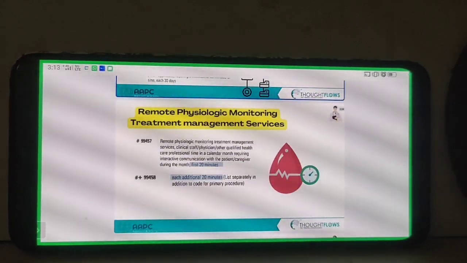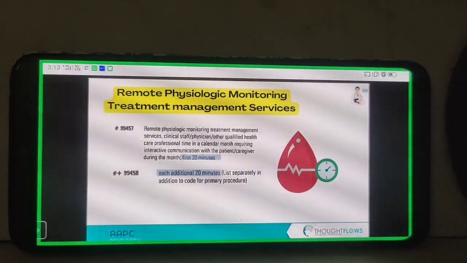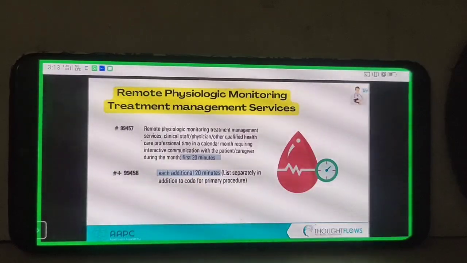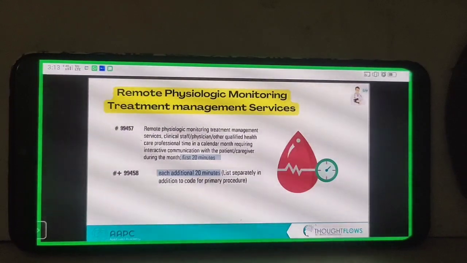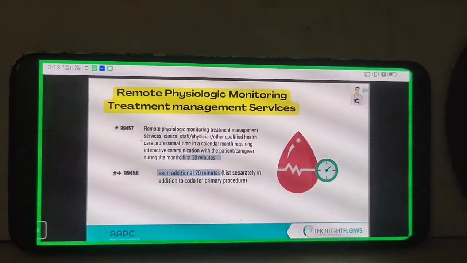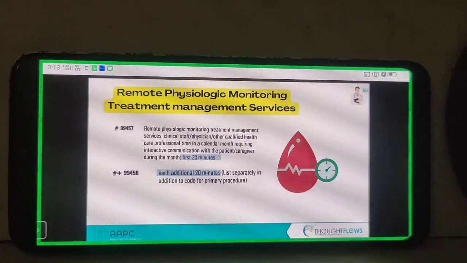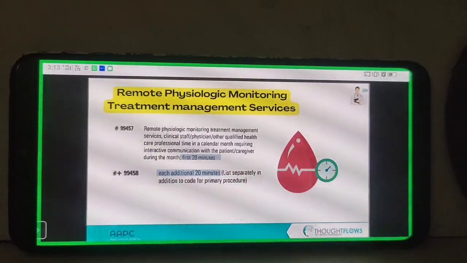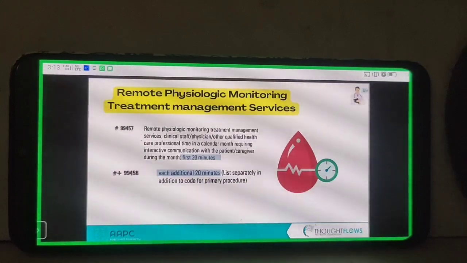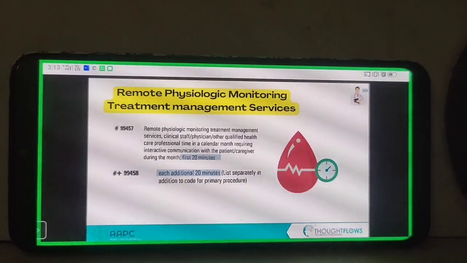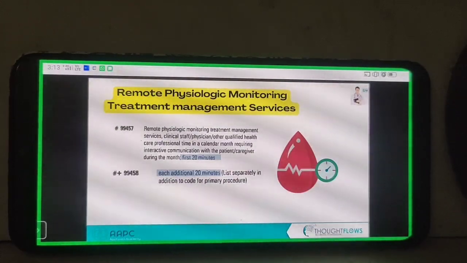Then same like that, this is an anticoagulant test. Remote physiological monitoring treatment and management service, clinical staff, physician or other qualified healthcare professional, interactive communication with the patient or caregiver during a month. Here, this is also a code, and for the entire month, we have to apply the code only one time. So for the first 20 minutes, 454. For each additional 20 minutes, 428. So this is the monitoring procedure regarding blood for anticoagulant, to measure the bleeding time.